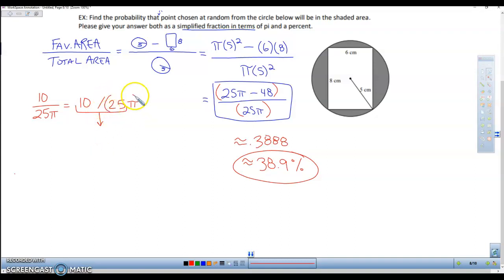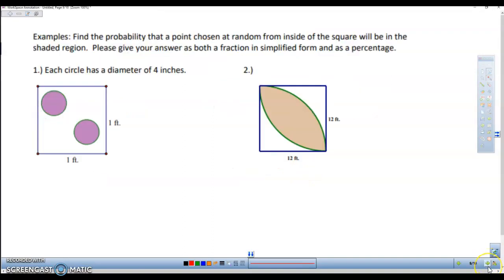But you want to divide the entire thing by 25 pi. So just be careful. Use a parenthesis for the numerator and the denominator, and you won't make mistakes. All right, so we're just going to do 2 more examples together. This shouldn't take too long. And then from here, you'll work on the rest of this worksheet. You can check your answers by checking in the filled-in version on Schoology.